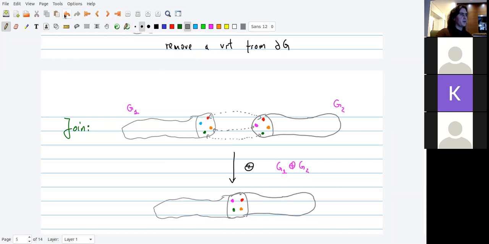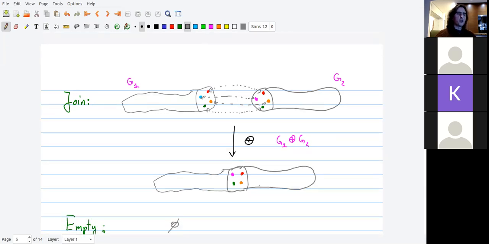Oh, sorry, this is not how the colors should work here. So I pick an arbitrary bijection between the boundaries, and I just fuse the vertices that are to be fused, that are corresponding to each other in the bijection. So I just take the disjoint union and I merge the boundary vertices. For this to be applicable, I need that the boundaries are of the same cardinality.